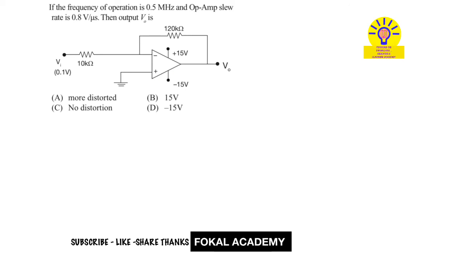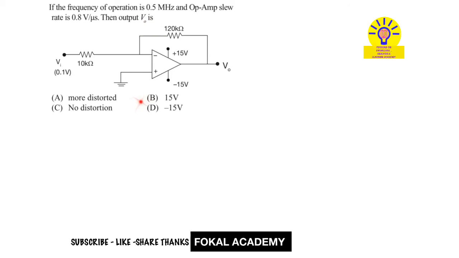See here, this is a very important problem in op amps. Here the frequency of operation is 0.5 megahertz, and the op amp slew rate is 0.8 volts per microsecond. So then what is the output: more distorted, no distortion, 15 volts or minus 15 volts? How can we say that? For every op amp there is a maximum frequency. If the operation crosses the maximum frequency, then the output voltage is more distorted. If it is less than the maximum frequency, there is no distortion in the output voltage.